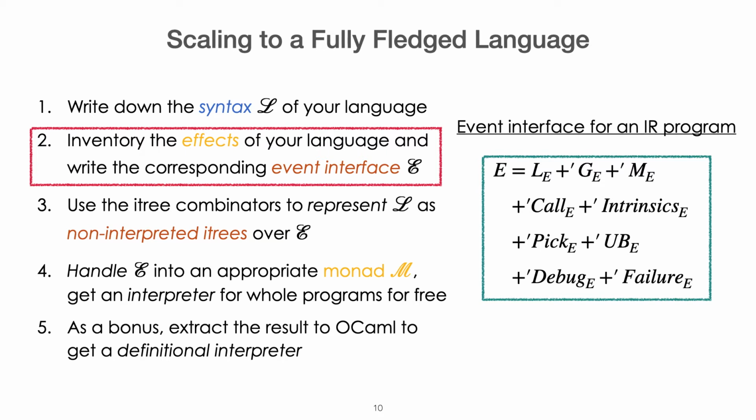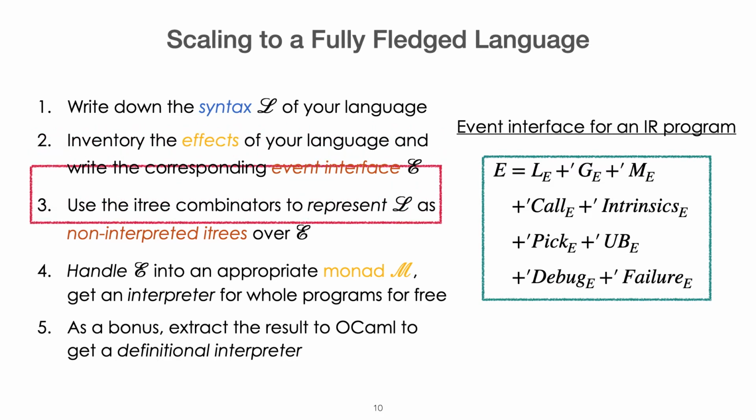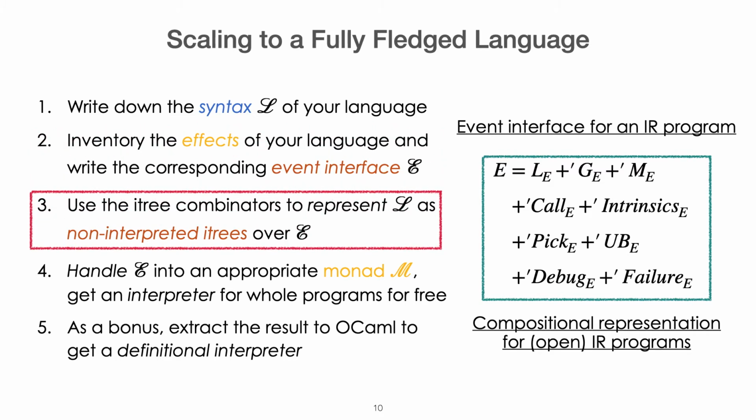Now, one of the messages of this paper is that this simple recipe essentially scales. In the case of LLVM IR, inventorying the effects leads to this signature made of 9 domains of events. And for instance, behind this ME is hidden all the interaction with the memory model. I will not be able to describe how we represent the syntax as one of these trees. All the details are in the paper if you're interested. But the message is that these combinators are expressive enough that you actually are able to do the whole job.